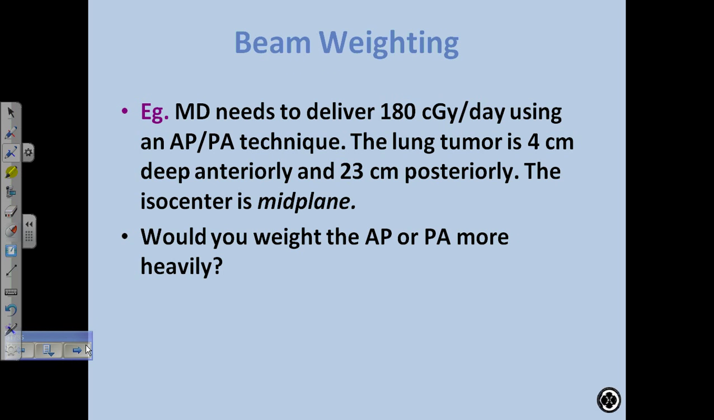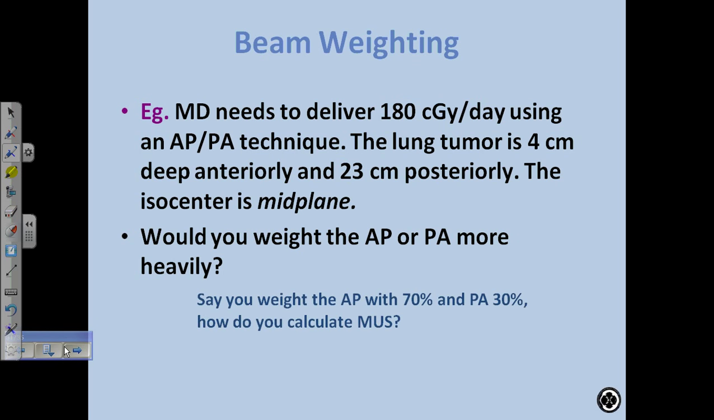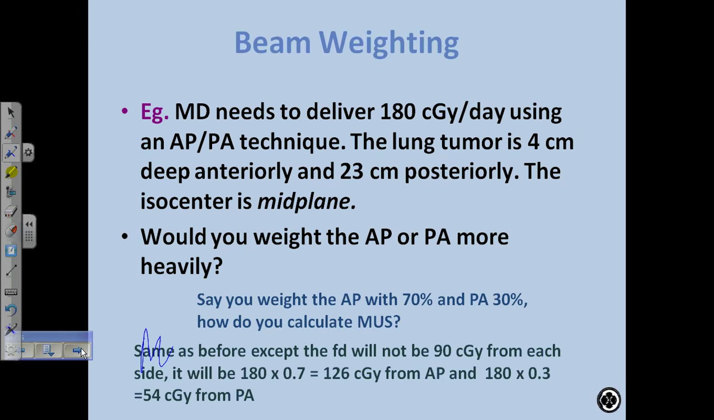AP, because it's for CN anterior, it's all shallow, correct? Say you weigh the AP with 70% and the PA with 30%, how do you calculate MUs? Obviously the MUs have to change. They have to be higher for the AP than the PA, and we have to know how to calculate that.